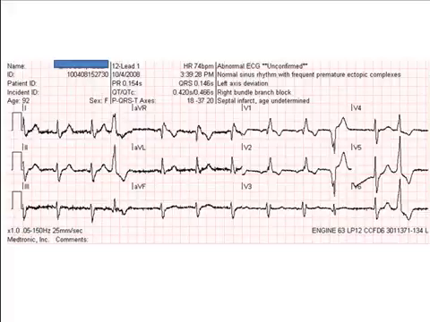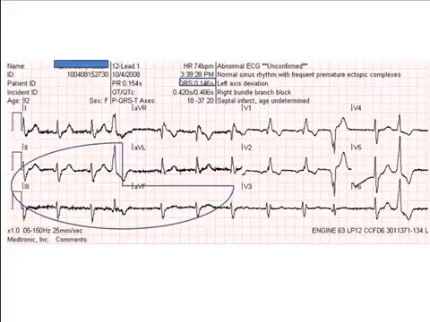Is there delay in the QRS? Yes, 0.146. But we still need to assess the inferior leads for ST elevation regardless. Is there any ST elevation? No. Now we can perform pain management or nitrates as long as the blood pressure allows it.